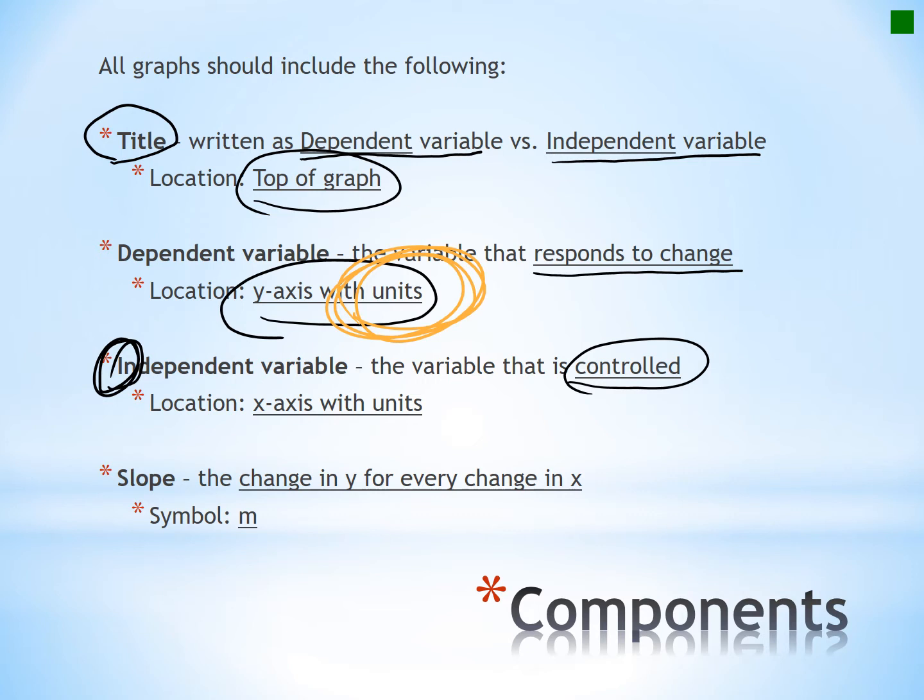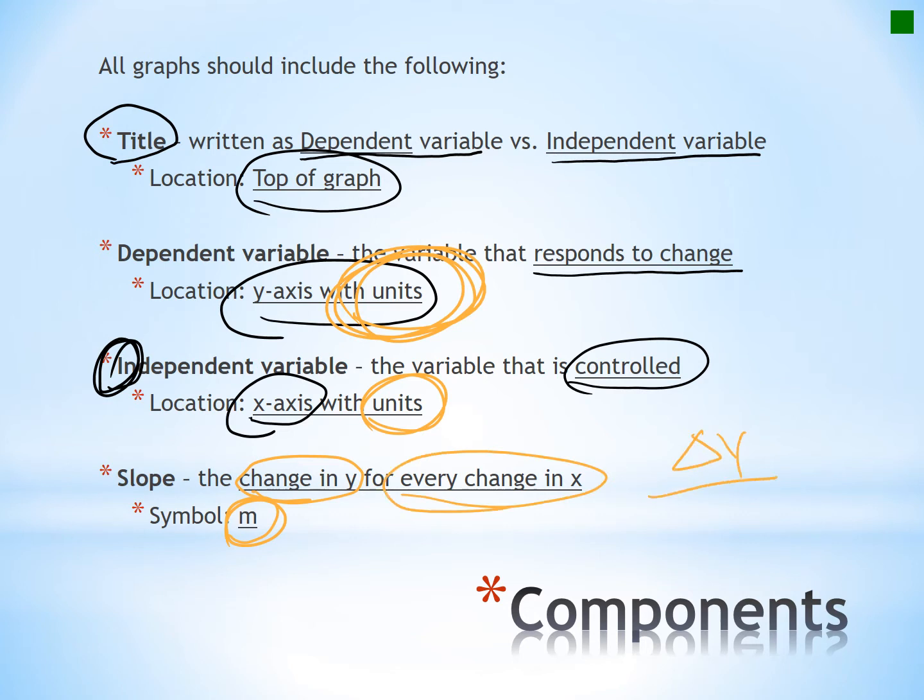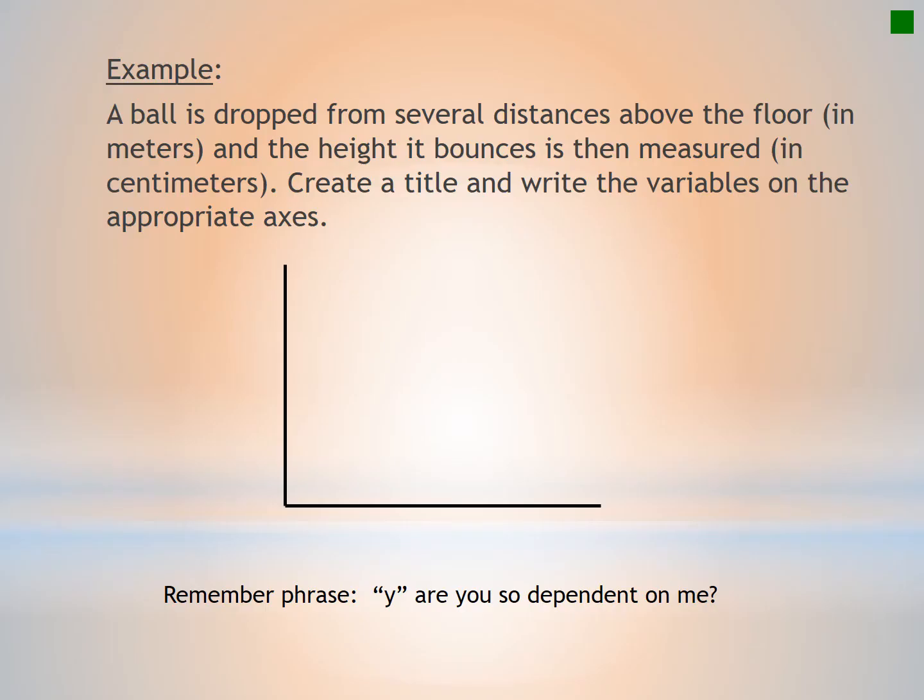Okay, this is located always on the x-axis. And once again, you need to be including your units. And then the slope is a formula. Okay, first off, its symbol is m when you use it in the equation of y equals mx plus b, that m is your slope. But the formula is your change in y, so you take your two different y values and you subtract them for every change in x. So it's delta y over delta x. That means change is delta, or the triangle.